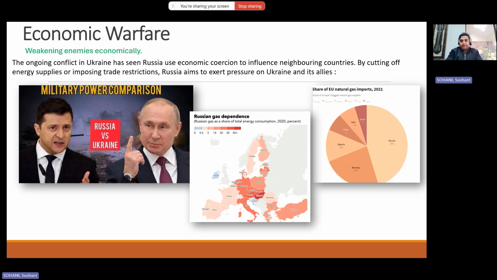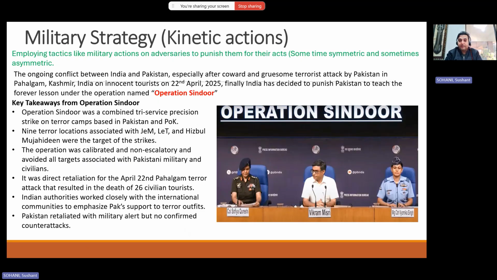Let's see the third one, military strategy or kinetic military actions. I come from India, although I live in Australia. I thought this is one of the recent and best examples which I can share with you. Military actions mean actions on adversaries to punish them for their acts, sometimes symmetric, sometimes asymmetric. I'll give you a bit of background.